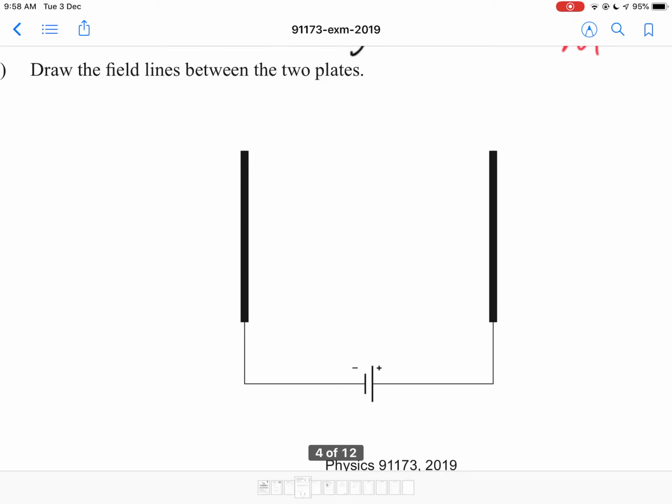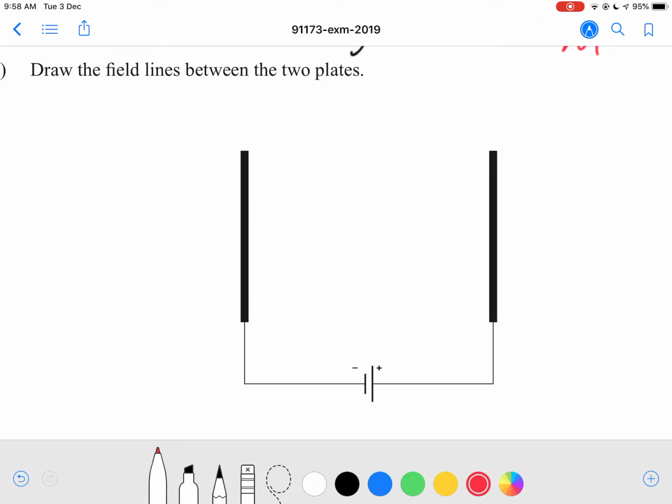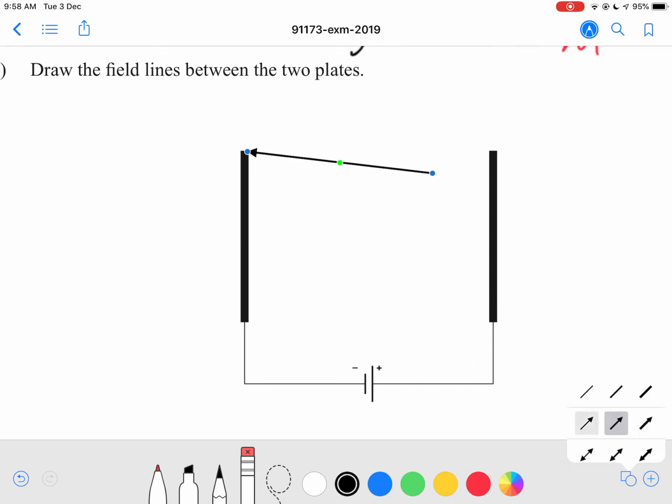Alright. C, draw the field lines between the 2 plates. So field lines always go from positive to negative. So we have our positive on the right and our negative on the left. So our electric field lines are going to be going from right to left. Once again, important things to note down are straight lines, equal distance, and curved lines. My drawing on here isn't going to be perfect because it's pretty hard to work with a digital device, but it should look roughly something like this. So we have our electric field lines. They should be straight and equally spaced.